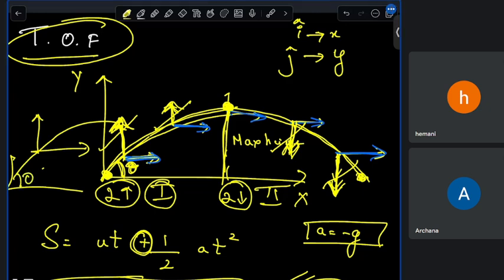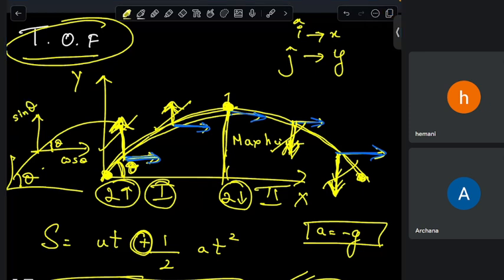This angle is theta. Since this is theta, this also becomes theta. Whatever is touching theta becomes cos theta. Whatever is not touching theta becomes sin theta. Now we started at the origin.